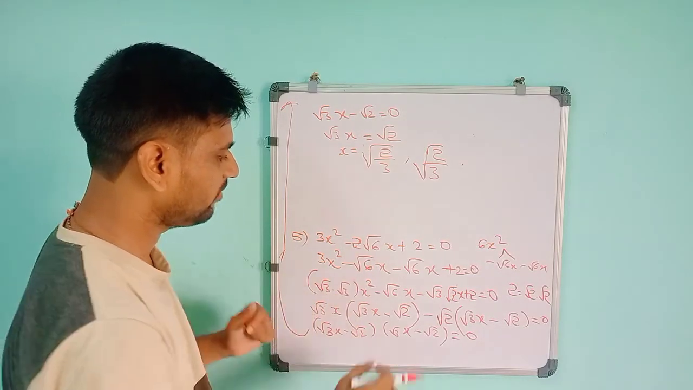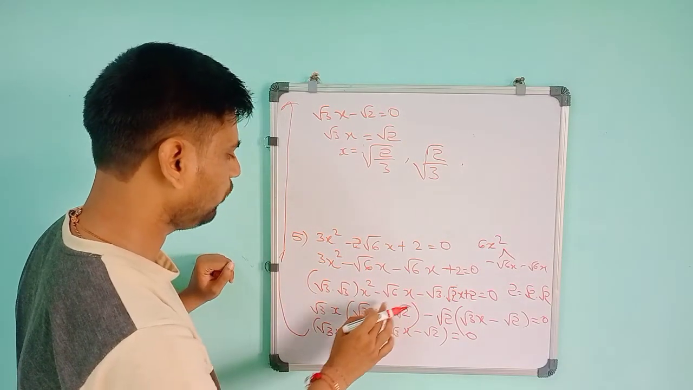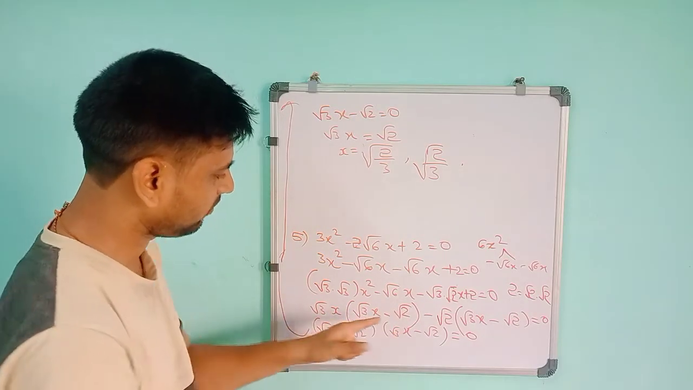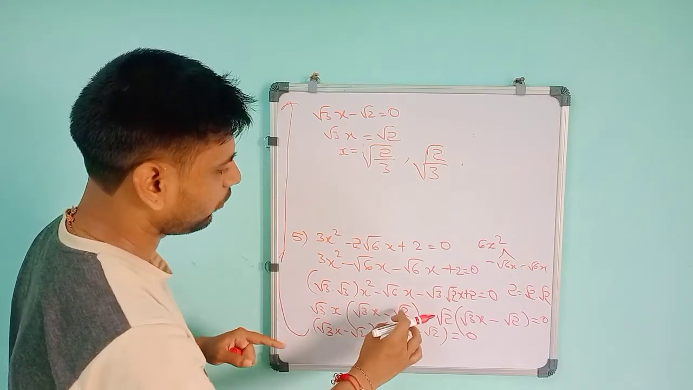So root 3 into root 3 is there. Here root 6 means root 3 into root 2. So I have taken root 3 common. It is remaining here root 3 x minus, and here root 6 is there. Root 3 is always present, so you have to make it 6.